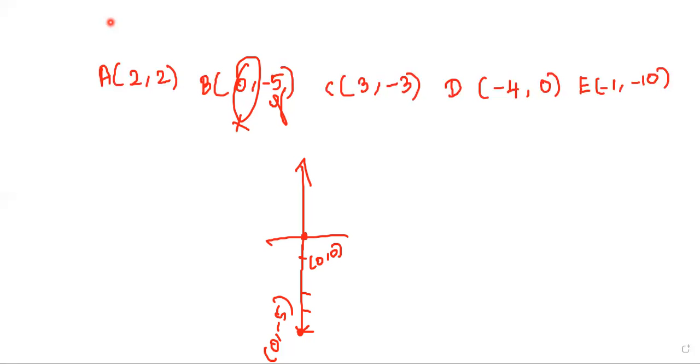Okay. 2 comma 2. You also have to mark along with the alphabet. Okay. So 2 comma 2. Okay, now it's fine. 0 comma negative 5.